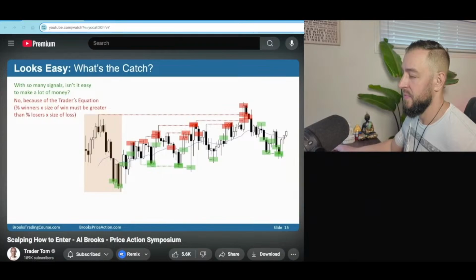Now, I said there are a lot of signals here. And why is it difficult to make money? Because of the trader's equation. Trader's equation means the percentage of the time that you win times your average size of a win must be greater than the percentage of the time that you lose times the average size of your loss.